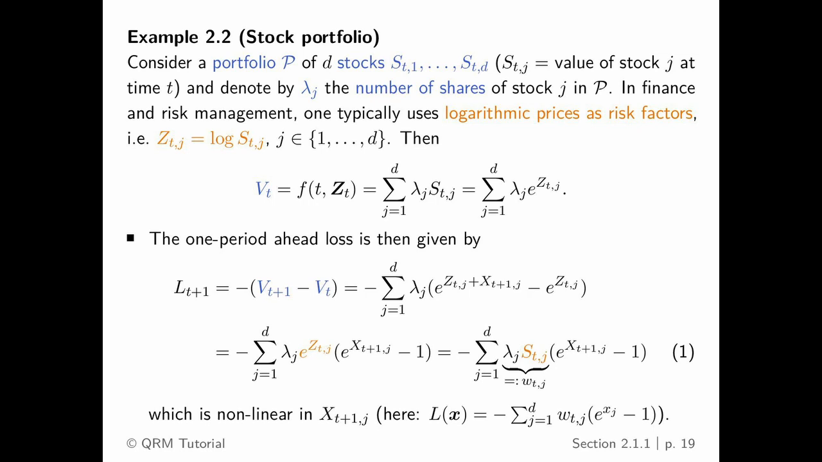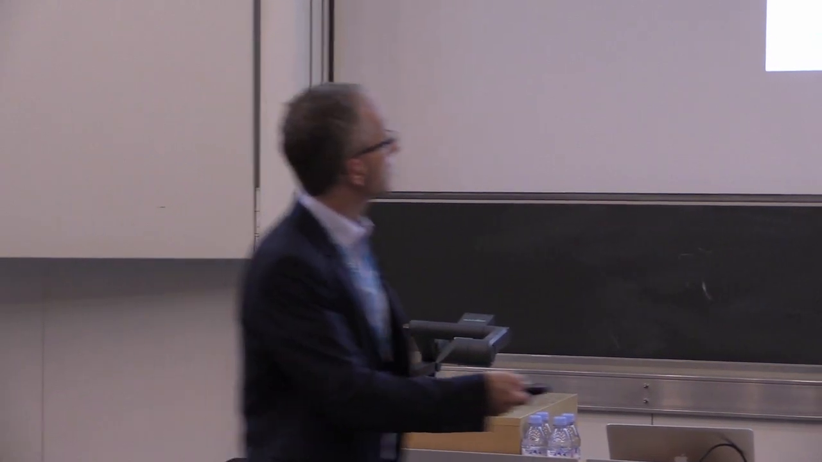That's the notation. Now, of course, this e to the z_tj can be factored out. So lambda_j e to the z_tj times the change in the value. We can write this slightly easier by introducing the weight w_tj as number of stocks times the current price. And so we can write this as a sum of these changes. This is nonlinear.